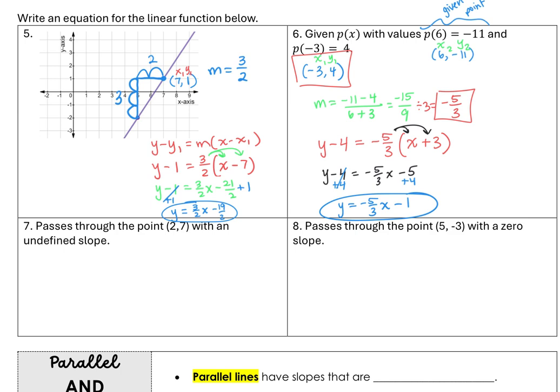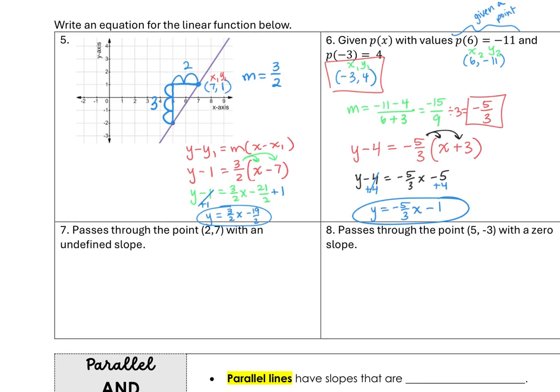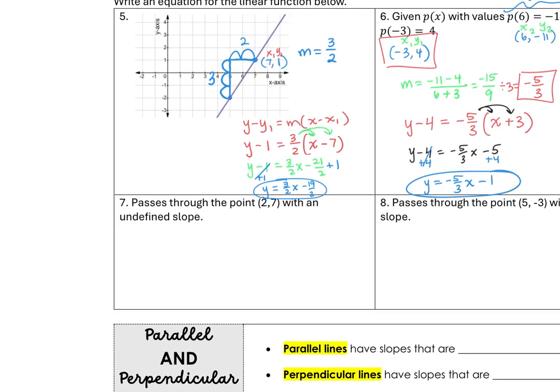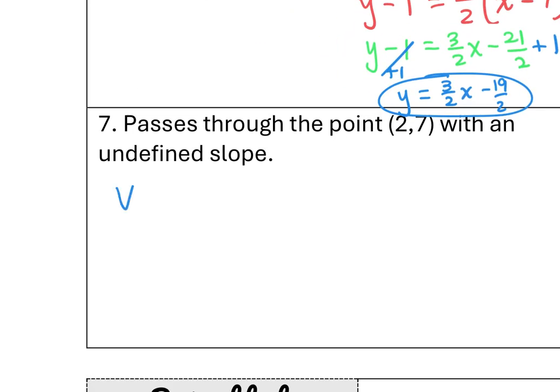All right. The next two, I wanted you guys to have these examples because you will continue to see these non-slanted lines, so I wanted to make sure you had some in your notes. But number 7, we're writing the equation of a line that passes through the point 2, 7 with an undefined slope. So what did we just go over? What kind of line has an undefined slope? Vertical. Remember the VUX. A vertical line has an undefined slope, and the equation is x equals.